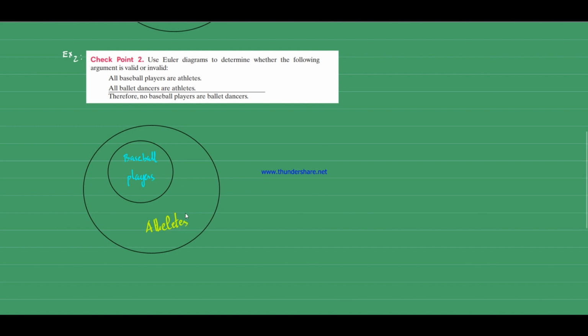Then the second premise: all ballet dancers are athletes. Therefore, no baseball players are ballet dancers. They say all ballet dancers are athletes. So I can draw another circle representing ballet dancer, but inside the athlete circle.